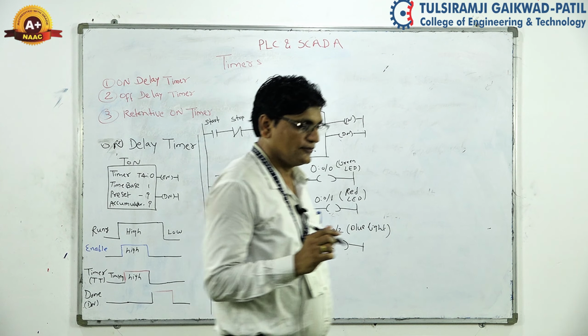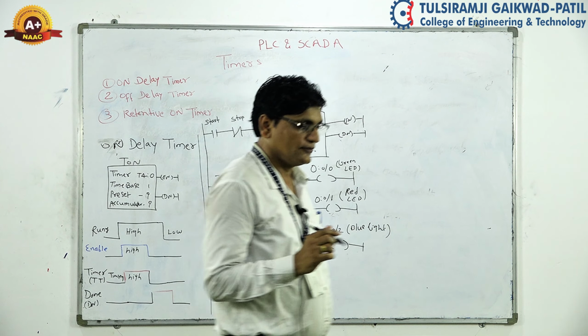T4 is the file number used in the PLC for timers, and 0 is the timer number. Suppose it is a 16 bit, then it will run from 0 to 255. So if you want a single timer, at that time we use T4:0. If we want to use a second timer, there you use T4:1. In this way we can use many timers.